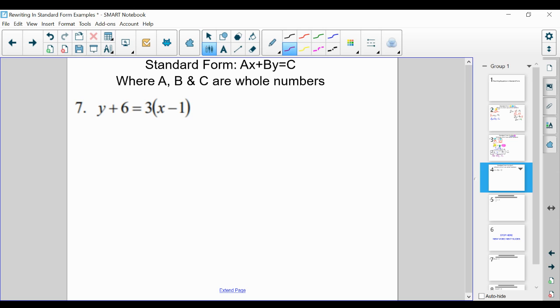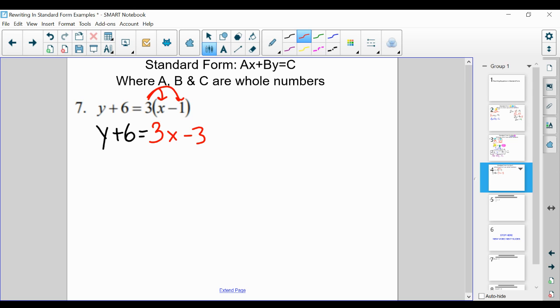So we always want to simplify the left-hand side of our equal sign and our right-hand side of the equal sign before we start to move things over. Well, we cannot do y plus 6, so that stays the same. But we can distribute the 3 to x minus 1. When we do that, we get 3x minus 3 because we're multiplying. Now we cannot simplify the right-hand side anymore.